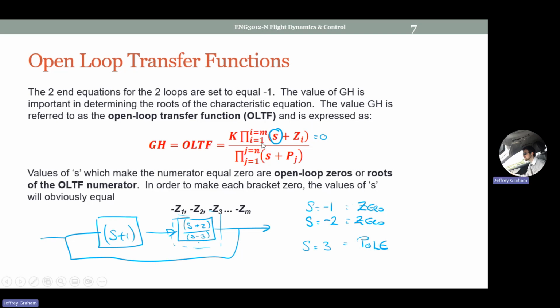Now, the rest of it, the capital Pi, we'll worry about very shortly, along with the K. So this is just analysing the control system transfer functions in terms of the S domain, the time domain, obtaining the zeros, obtaining the poles.